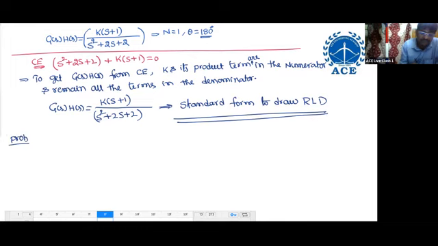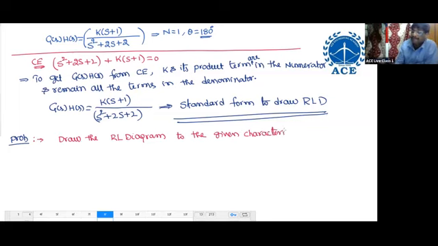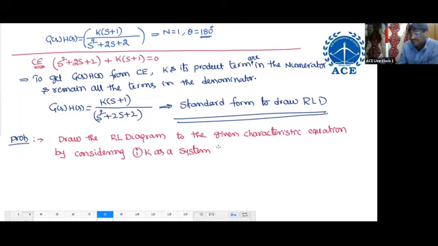Problem. Draw the root locus diagram to the given characteristic equation by considering, first one, K as a system gain. Second one, A as a system gain.